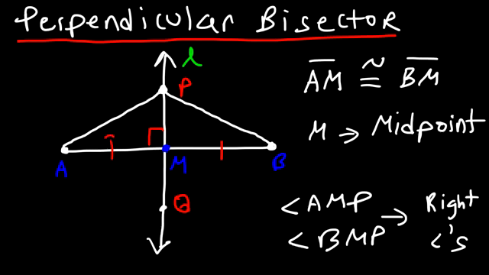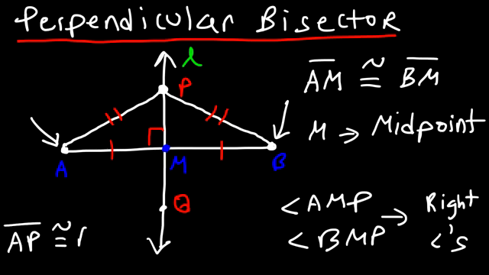Therefore, because these two sides are the same and this side is a common side, which is associated with the reflexive property, it turns out that AP is congruent to BP. And so that's another feature of perpendicular bisectors: any point on the perpendicular bisector is equidistant to the endpoints of the segment that it bisects. So P is equidistant to points A and B. So we can say that AP is congruent to BP.